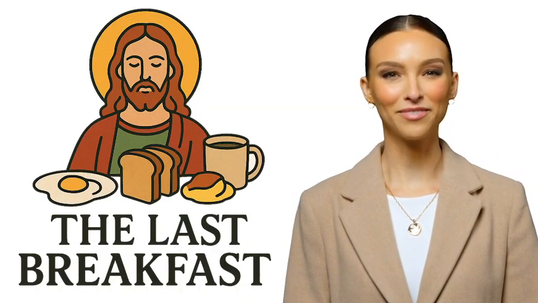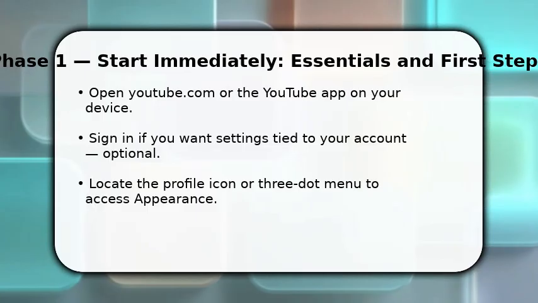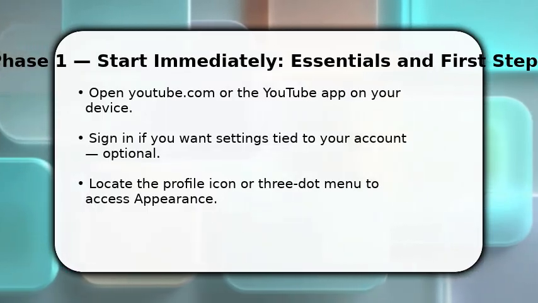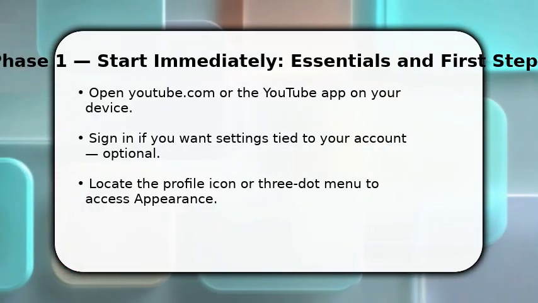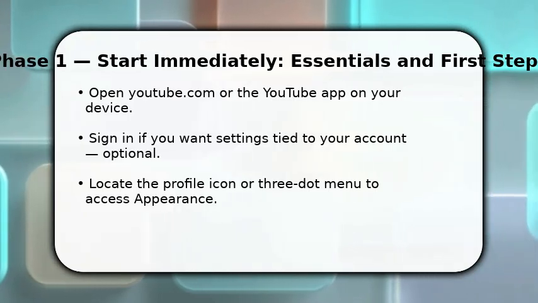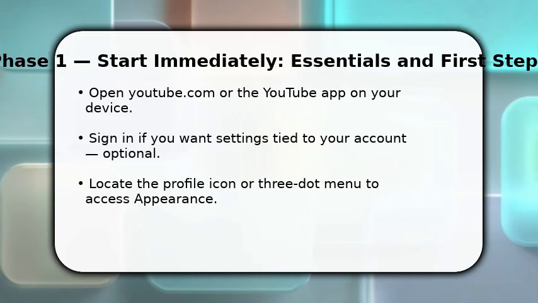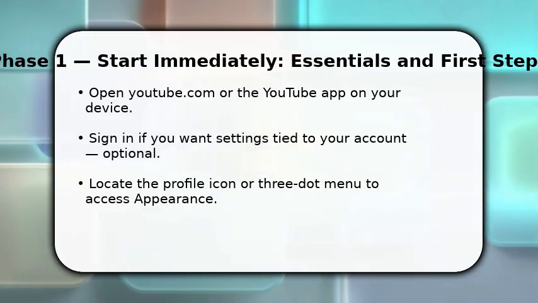Please enjoy the video. You open YouTube now and you act. This is where you begin. On desktop, click your profile avatar or the three-dot menu at the top right. On mobile, open the app and tap your avatar. Once there, find Settings or Appearance immediately.